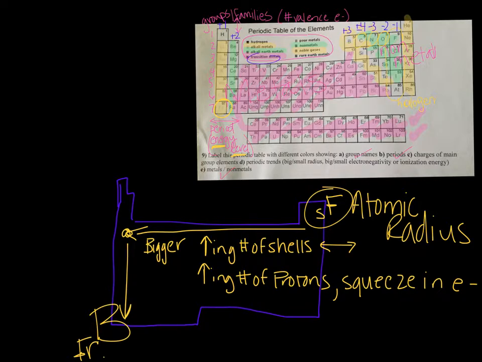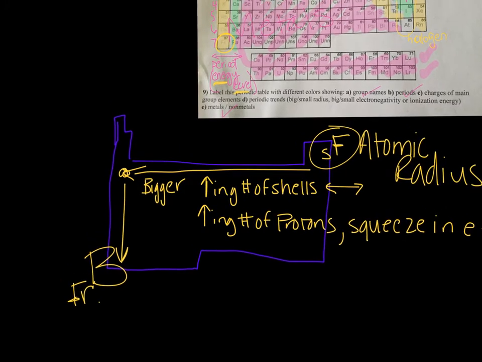Okay, your next trend, let me kind of move this up just a tiny bit here. Your next trend is going to be your electronegativity. Okay, so electronegativity is talking about how much you're going to be, I hate to use the word, desiring electrons, but how bondable are you? It really has to do with when you go to bond.